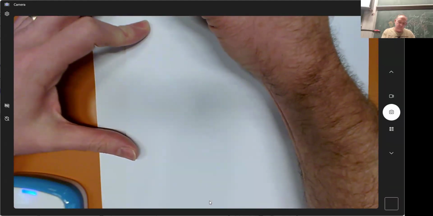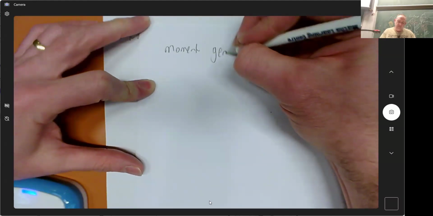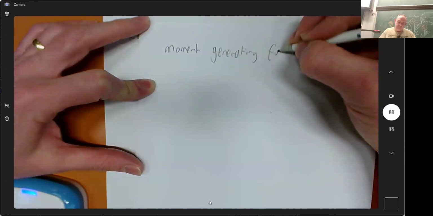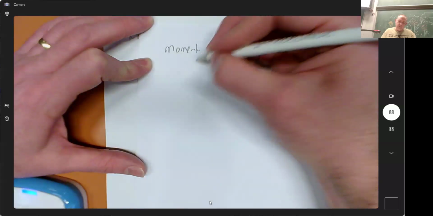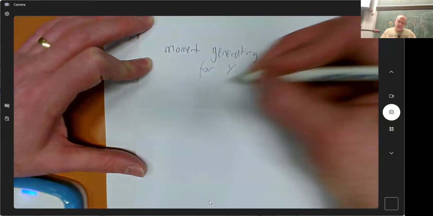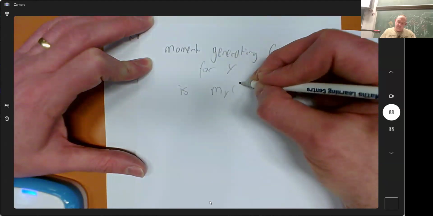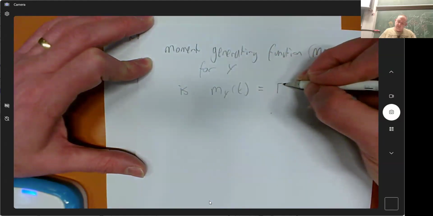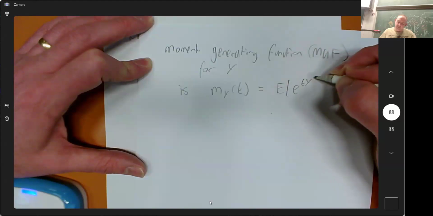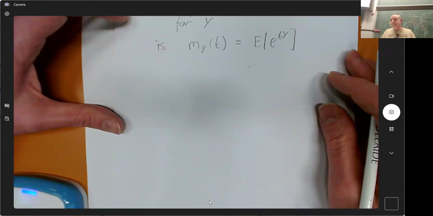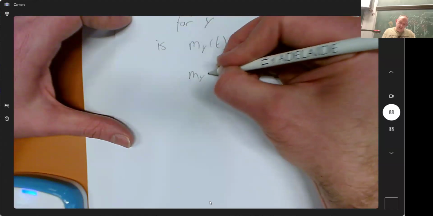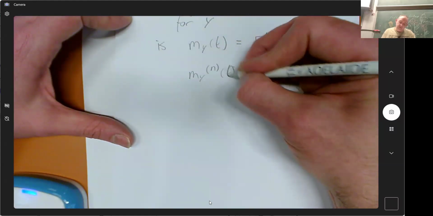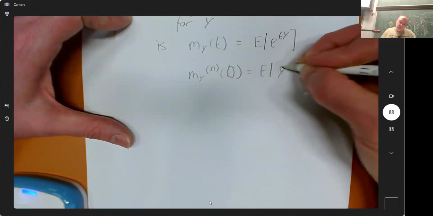And so we have this thing. So we have that the moment generating function, MGF, for y is the function of t, which is the expected value of e to the power of ty. That's what it is. And it has the property that the nth derivative with 0 subbed in comes out to the expected value of y to the n.